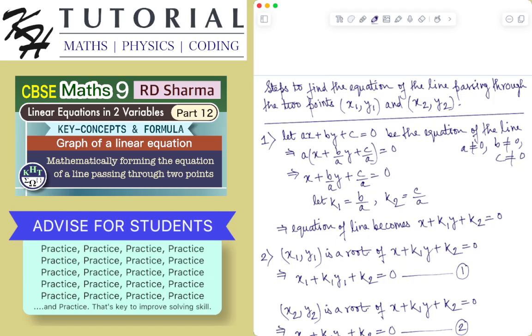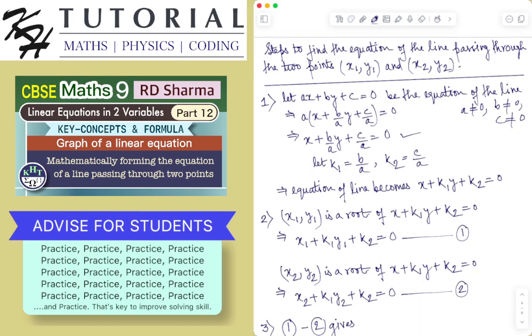So this equation becomes x plus k1y plus k2 equals to 0. So now I need to just find the value of k1 and k2. Somehow I need to find the values of k1 and k2, and then I can form the equation, which will be x plus k1y plus k2 equals to 0. Or from the values of k1 and k2, I can also find the values of a, b and c, which I will discuss very shortly. So okay.